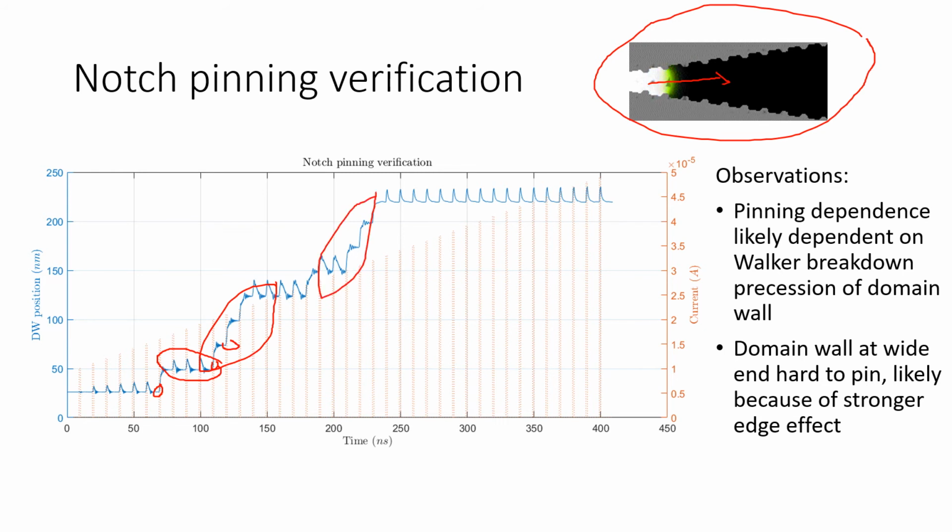And so I'm thinking that there might be some dependence on the angle of the domain wall in order to pin. And from here, you can see that at the very last notch right here, it's very hard for the domain wall to pin. So the domain wall likely has a hard time pinning at the edge due to the edge effects of the domain wall interacting with the edge of the device.